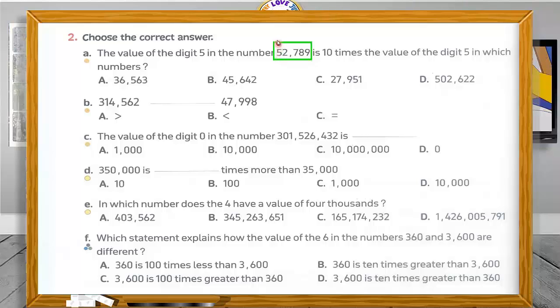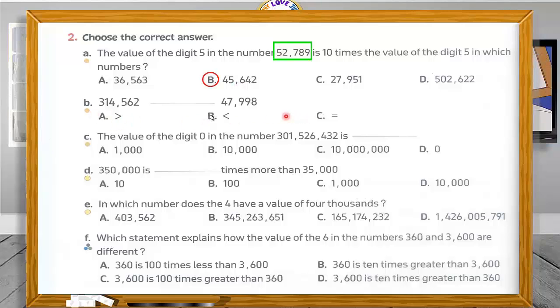That means 5 moves one place. Here we don't have 5. 5 moves 2 places to be in hundreds. And 5 here is in the thousands place. That means 5 is in the first, in 10,000, and if you move 5 one place, you get this number.